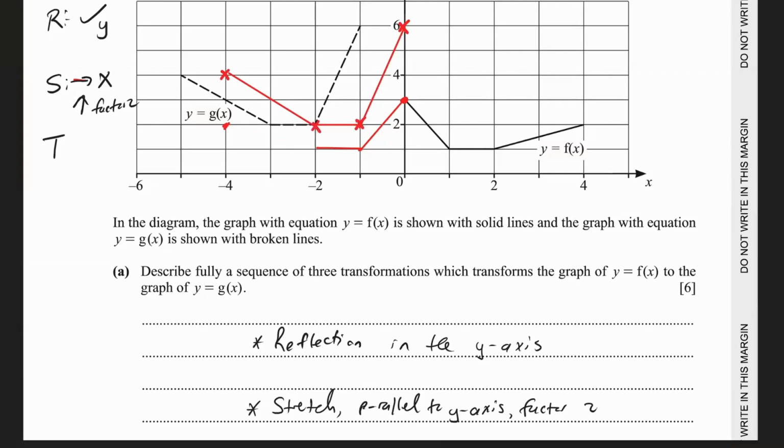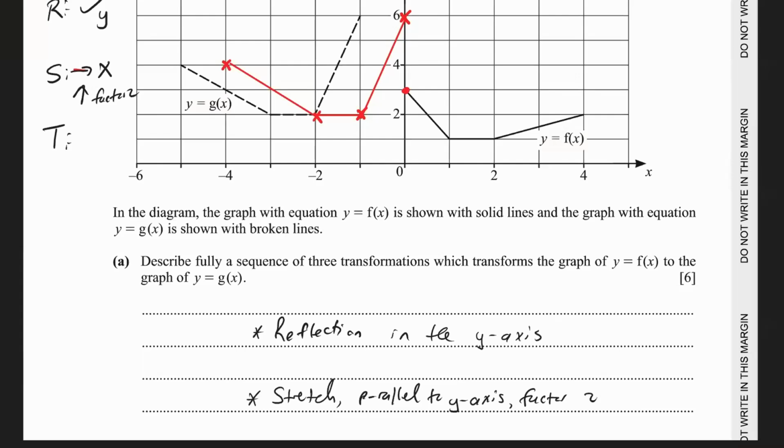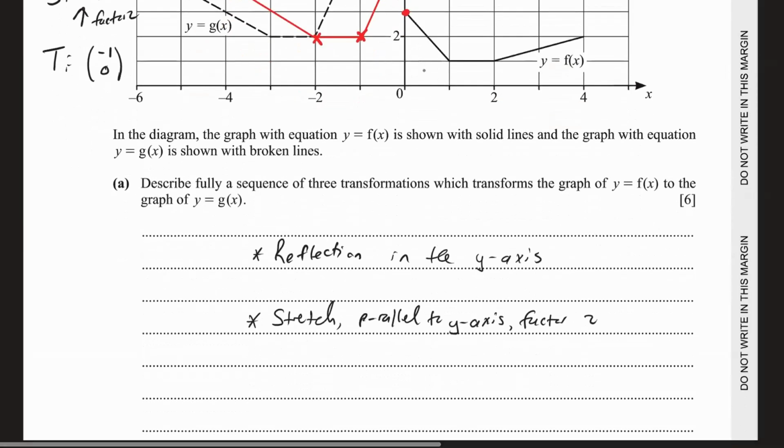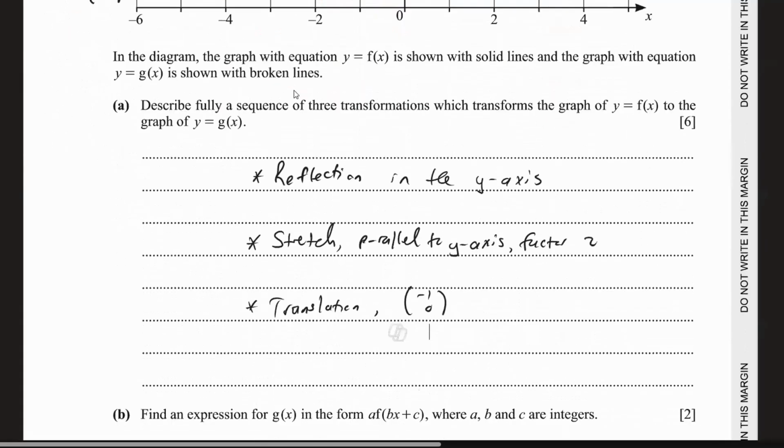And I'm going to erase this. And from here, it's now clear how the translation goes on, because this graph now needs to move by 1 unit in the negative x direction, all right? All right, so that's a translation of 1 unit in the negative x direction, and I'll write that down. That's a translation (-1, 0). So these are the 3 transformations.